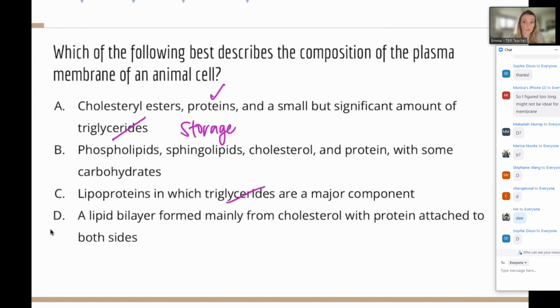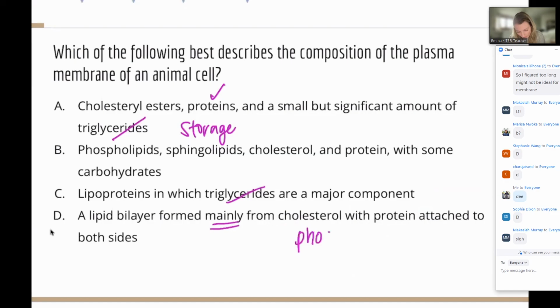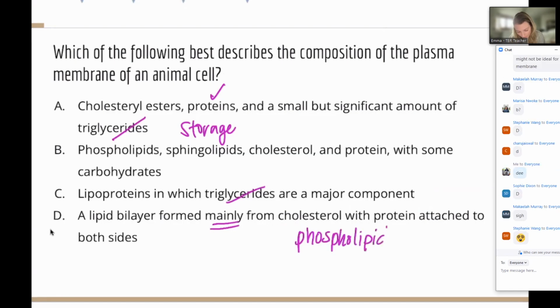A lipid bilayer, this sounds enticing, formed mainly from cholesterol with protein attached to both sides. While there is a lot of cholesterol, it's not mainly cholesterol, and so this is where this word becomes problematic. Yes, there's cholesterol in there and it's in most animal cells, but it's actually mainly phospholipids. I know. So the correct answer here is actually going to be B.